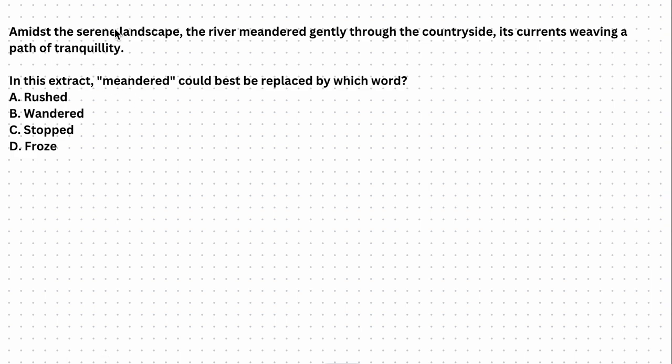Firstly, the context is they're talking about serene landscape. You already think of something calm. The river meandered gently. Again, we're thinking of something calm. We're thinking of something slow. The tone of this is very slow. It's very gentle. Its currents weaving a path of tranquility. So the words I'm thinking of are tranquil, calm. It's this beautiful landscape. So I know that the word that I'm looking for is going to have these kind of qualities. So thinking of words like calm, tranquil.